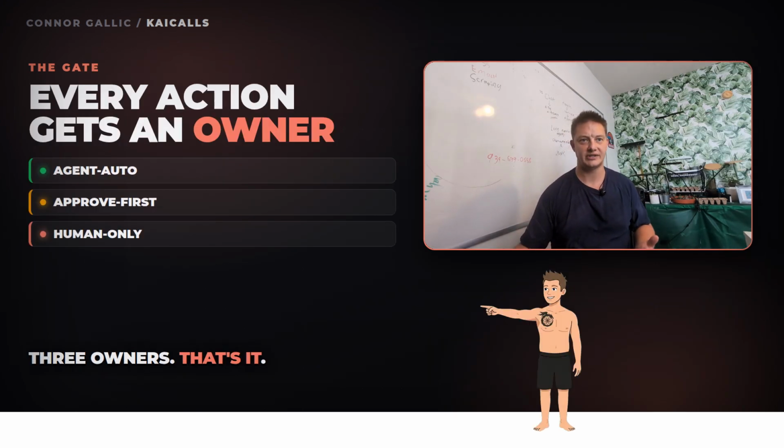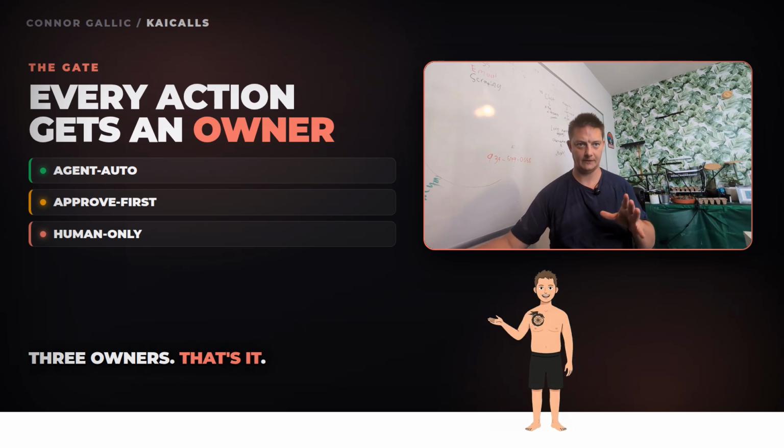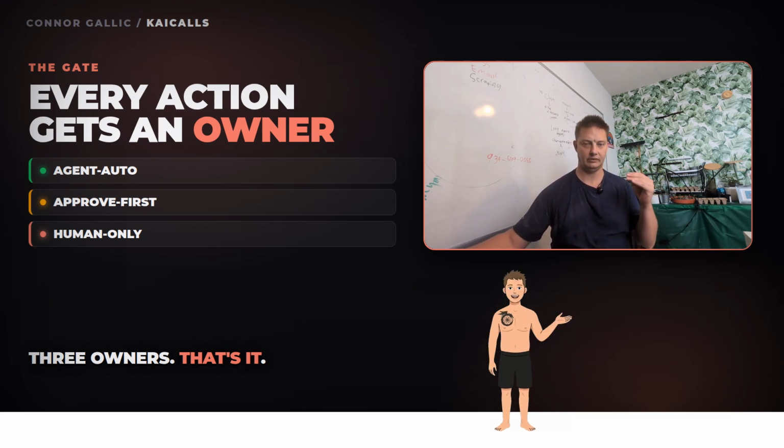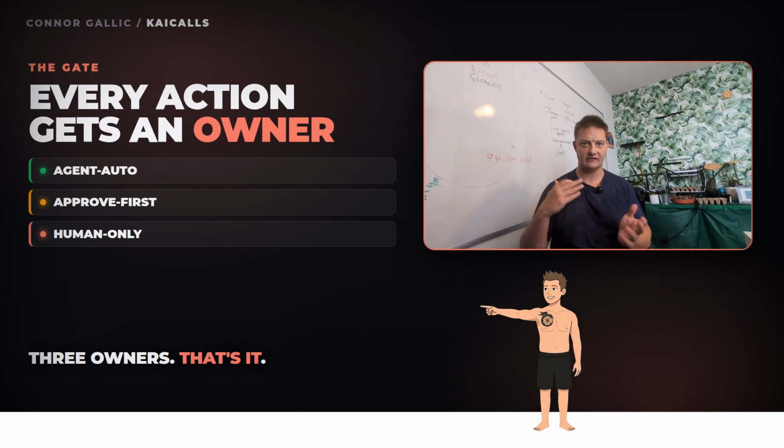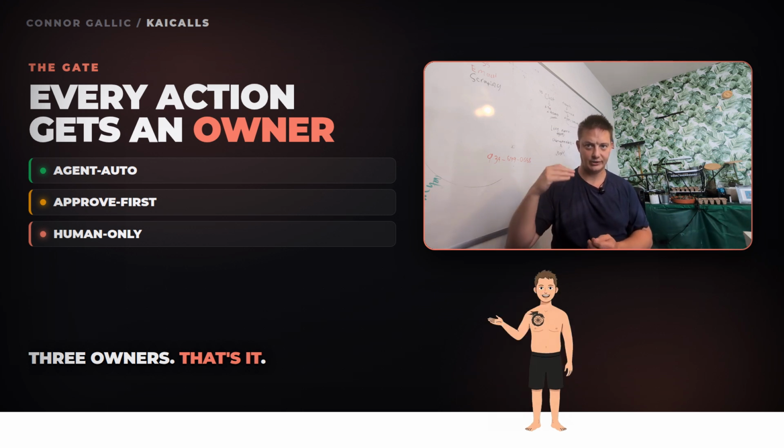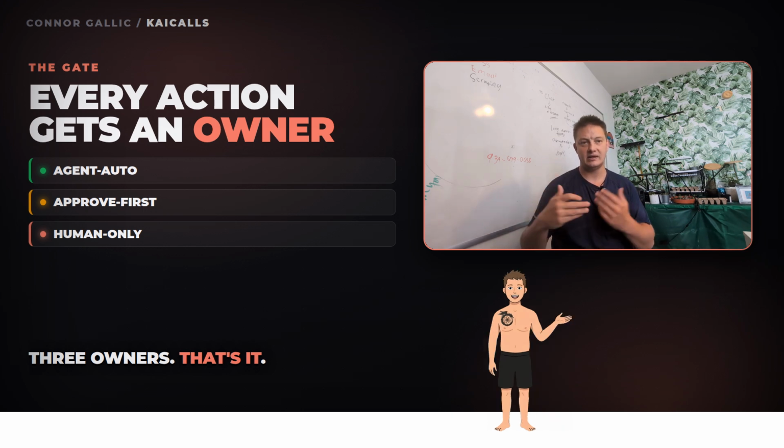So how do you decide what an AI agent can do on its own? And this is the key. It's way simpler than most people think about it. And it's that every single action gets an owner, and that owner is going to decide who's allowed to pull the trigger. And then there can be 3 owners for a specific task.